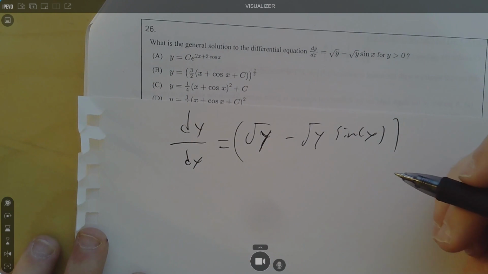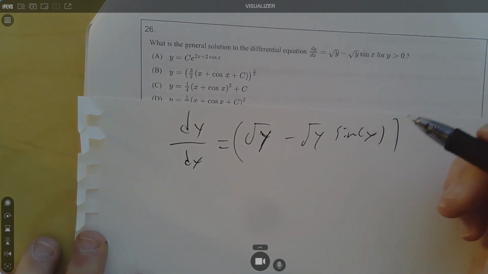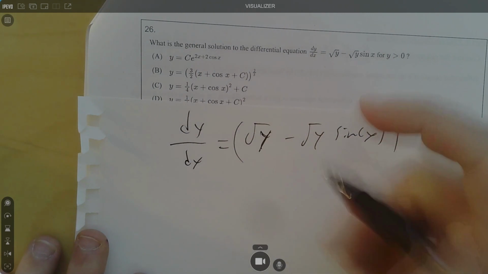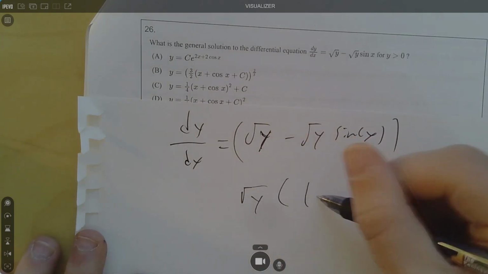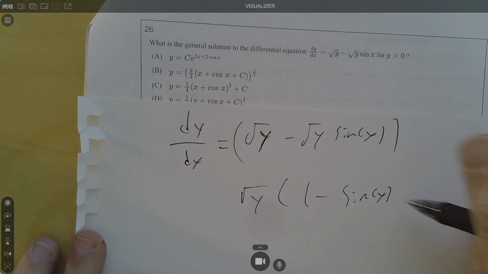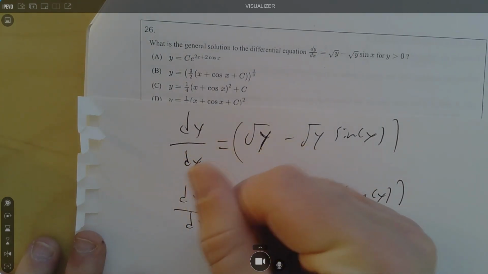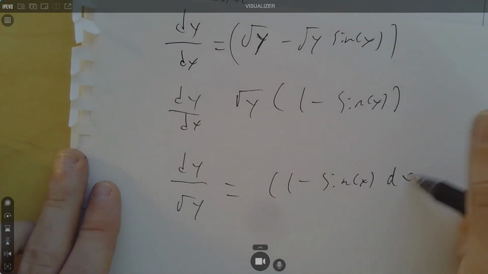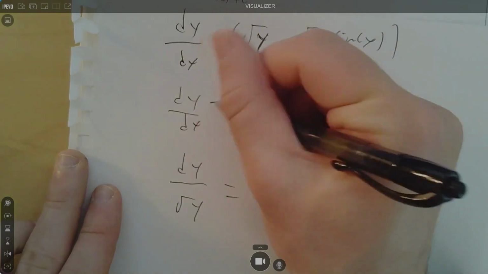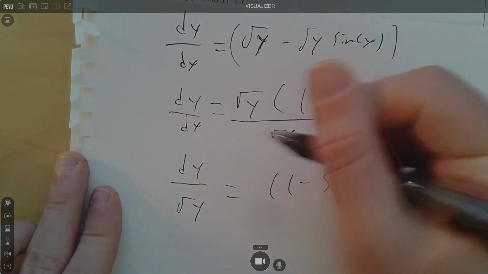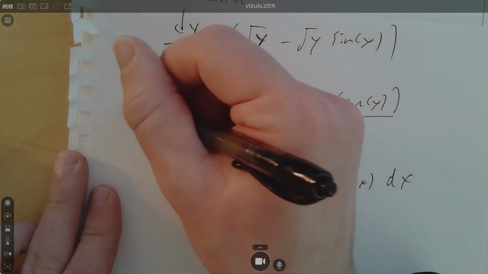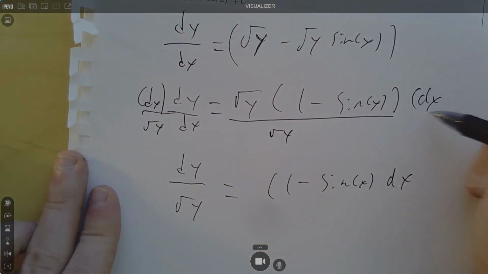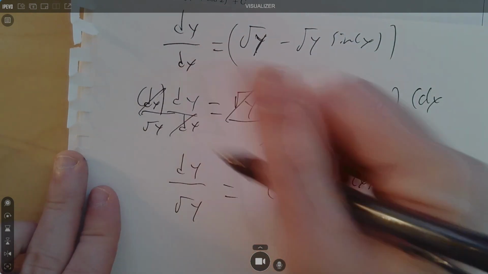How do you do this? You have to get root y with dy and sine x with the dx. So we actually have to factor out the root y here. We're going to rewrite it as root y times (1 minus sine x), so we can separate those variables. And now I can move things around. So now I can get dy over root y equals (1 minus sine x) dx. All I did there, I took out the root y, then I divided by root y on both sides, and I multiplied by dx. So those canceled and those canceled, so I'm left with this.